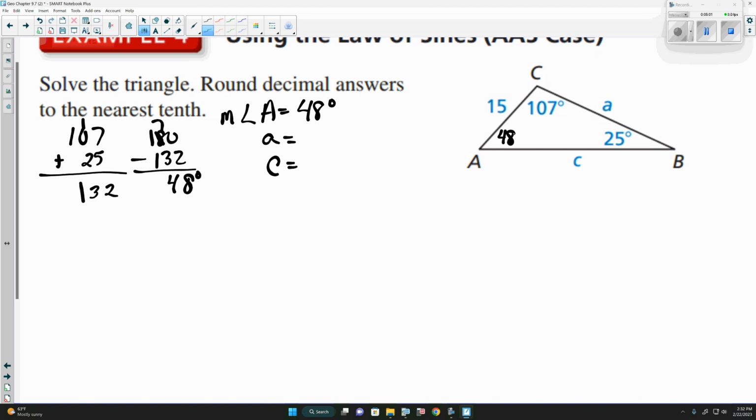Any questions on this so far? Any questions over anything we've done so far?